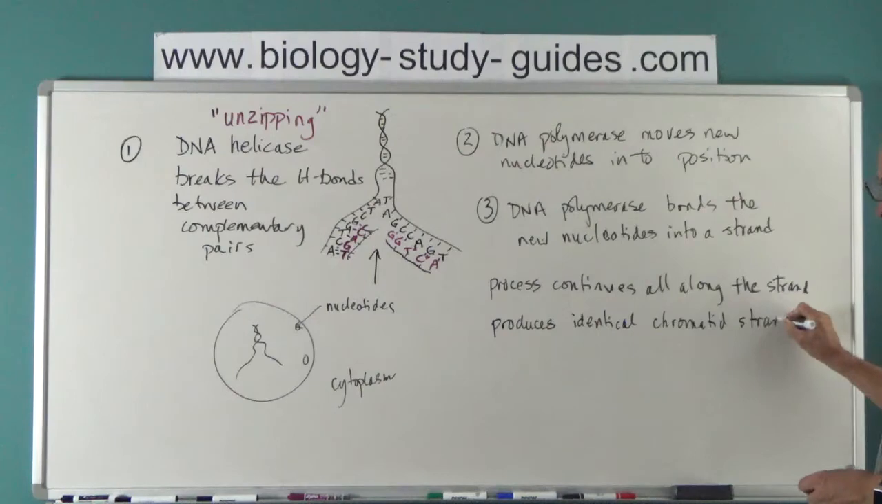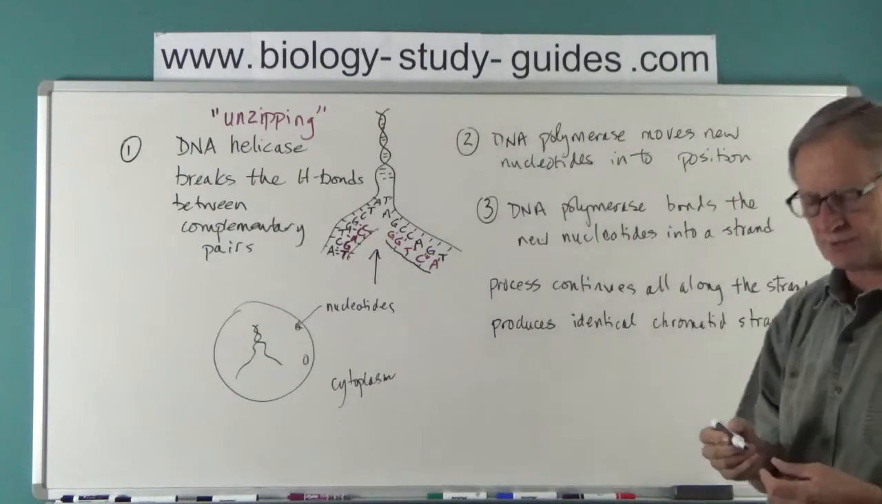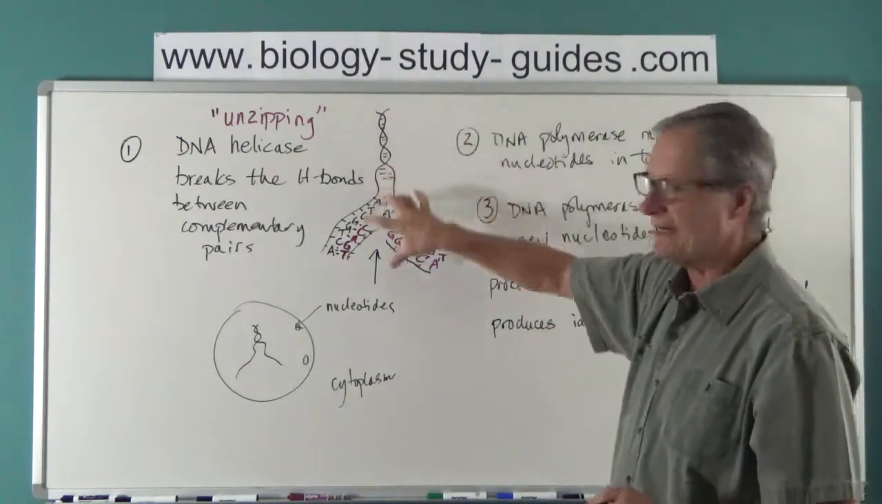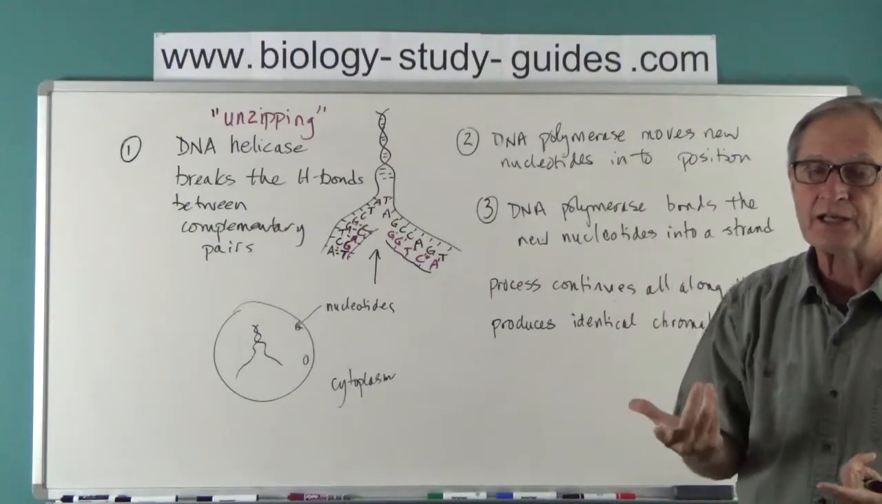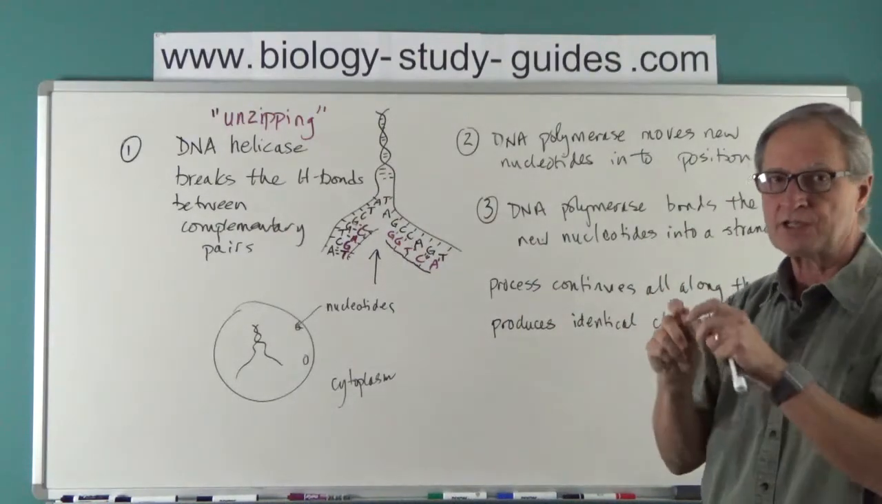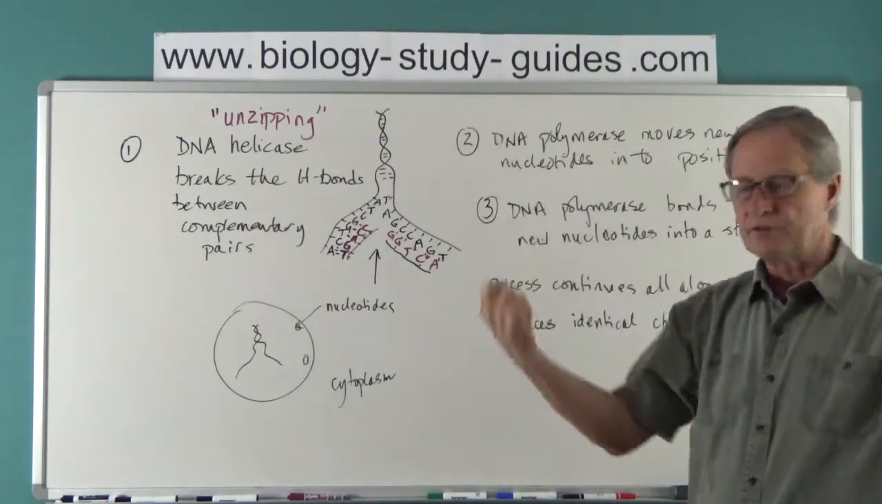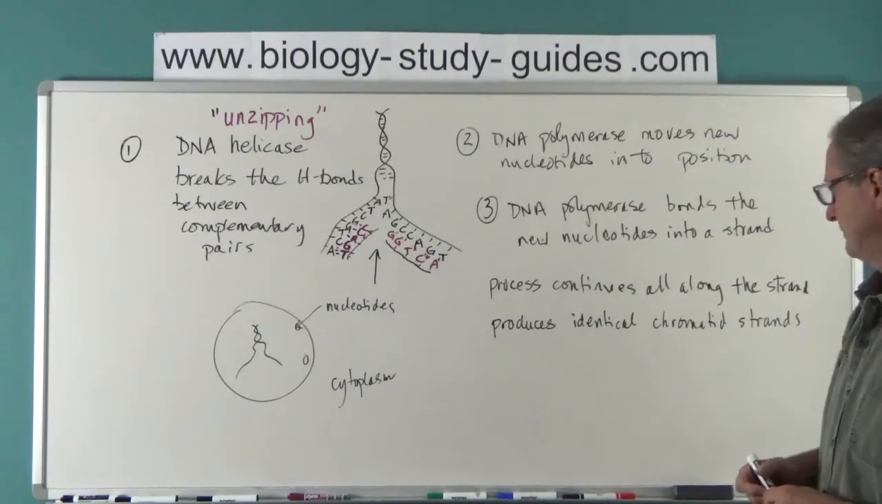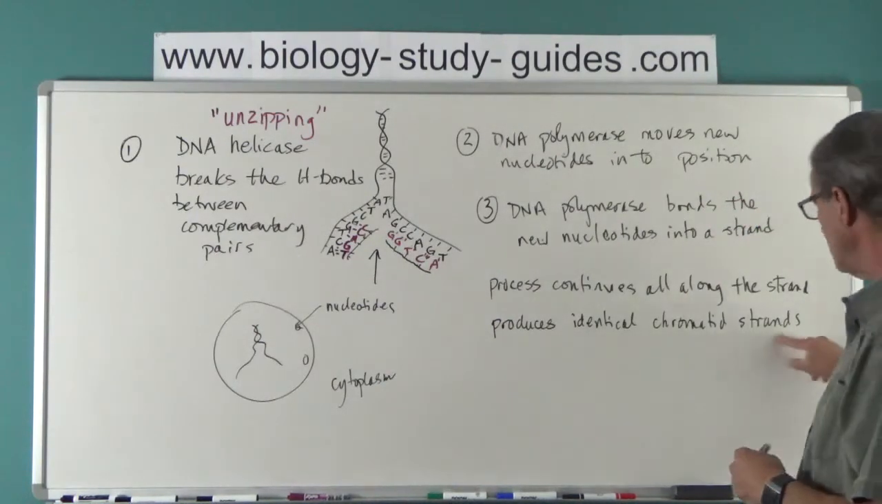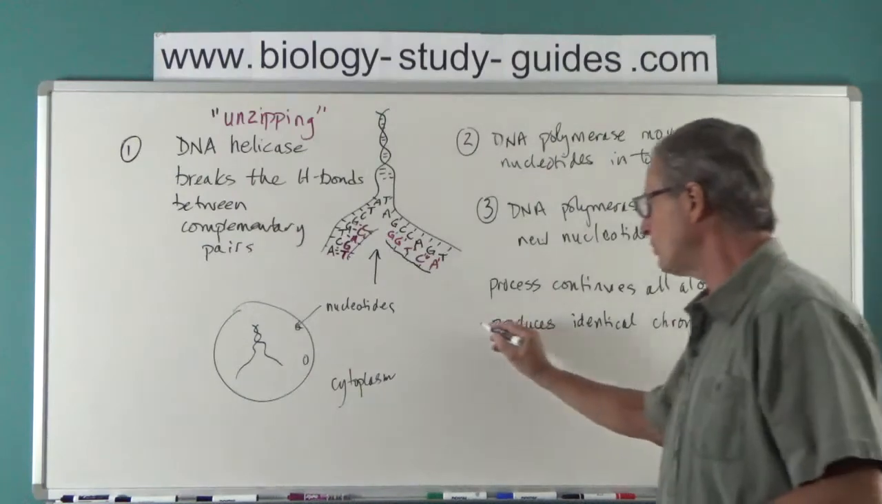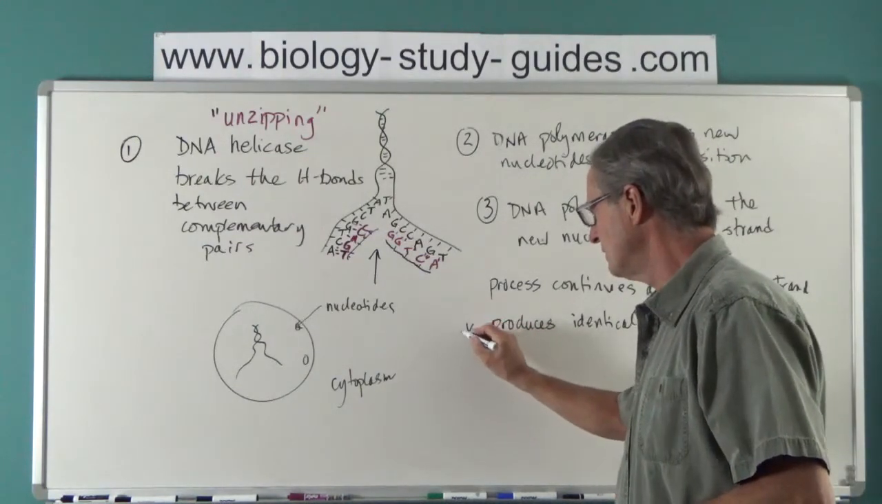I better say they're identical chromatid strands, because that's what they are. They're still connected in here. So because they're connected, it's still a single chromosome. They're not considered separate chromosomes until they're broken apart. So they are identical chromatid strands.